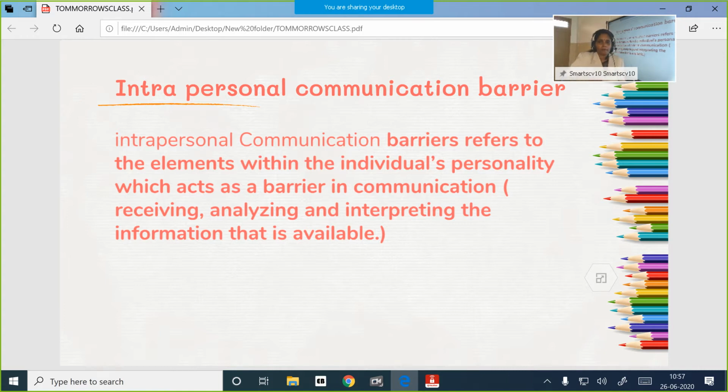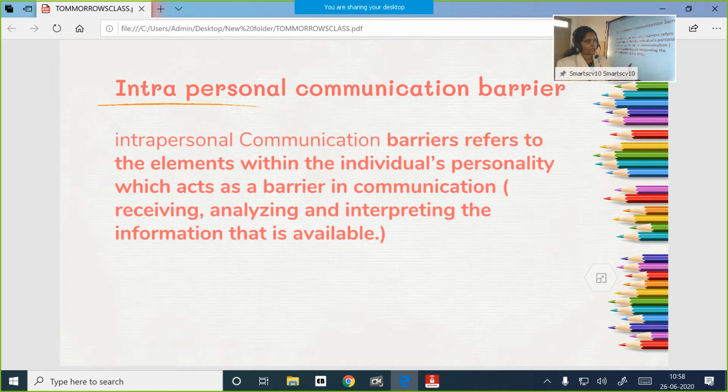As I told you, certain people are introverts, they won't speak up. But even if we want to speak, we won't, because we don't know the place, we don't have the proper information, we don't have the proper language to communicate. All this can be intrapersonal barriers. So it refers to the element within our personality which acts as a barrier in communication.